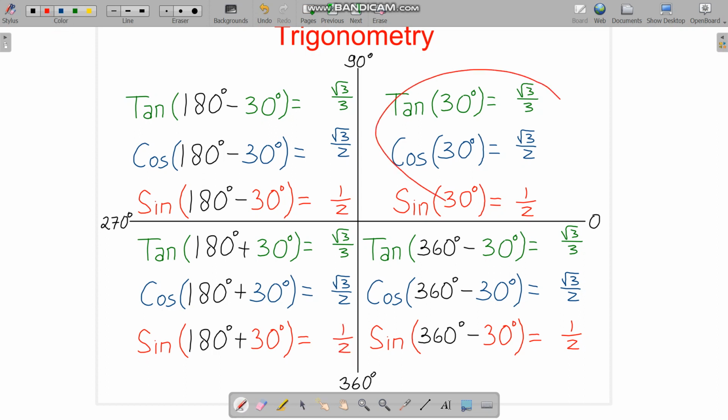In quadrant 1, all positive. In quadrant 2, only sine is positive, which means the cos is negative, the tangent is negative. In the third quadrant, only tangent is positive, so the cos and sine are negative. In the fourth quadrant, only cos is positive, so the tangent value must be negative, the sine value must be negative.